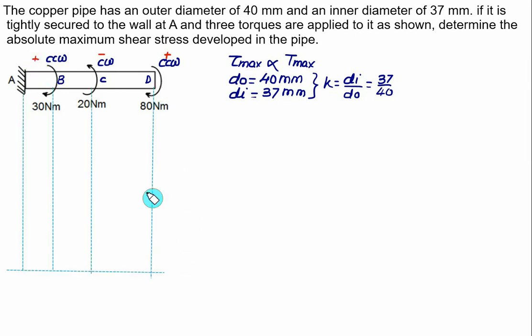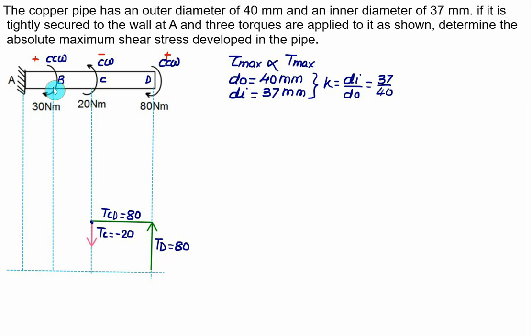At point D, we have a counterclockwise torque of 80, so we show 80 upward. This torque represents TD, which is equal to 80 Newton meter. No torque is acting from C to D, so the torque remains constant. So the torque in the shaft segment CD will be equal to 80 Newton meter. At point C, we have a clockwise torque of 20, so you have to move downward by 20. So the value of TC is negative, minus 20. The previous value was 80, and minus 20 makes it 60.